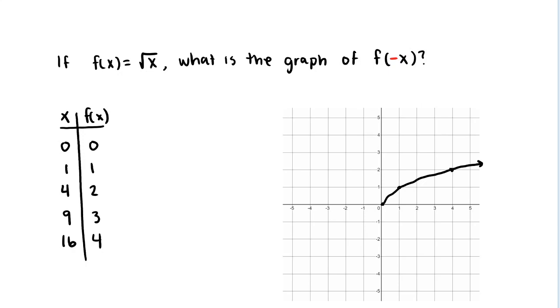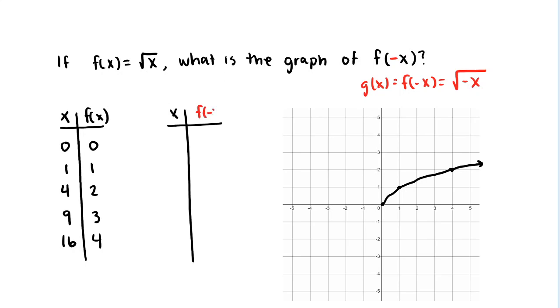Now what about f of negative x? What does this function look like? Well, here if I call this g of x, it's f of negative x. Well, what is this? This is the square root of negative x. All right, plugging in negative x into our f function gives us the square root of negative x. And so here, if I make a table for this function, this is f of negative x.